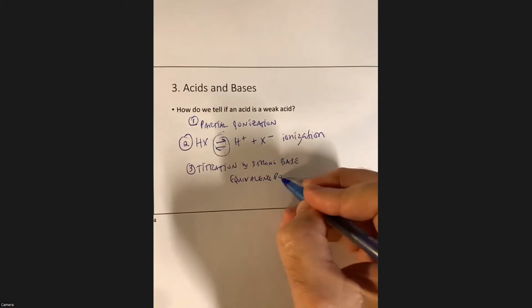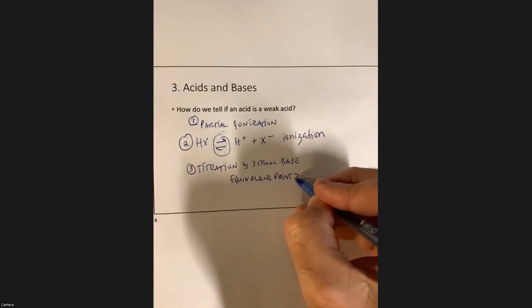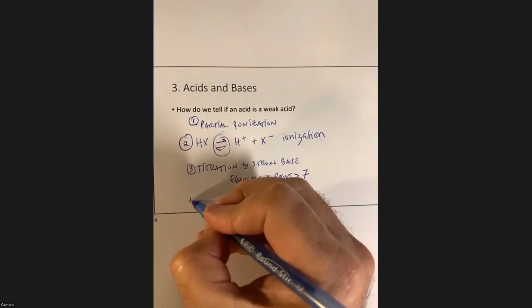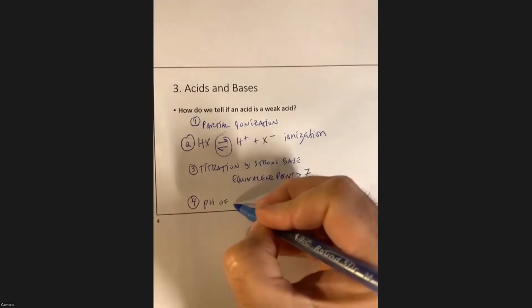What happens to the equivalence point of a weak acid when you titrate with a strong base? It becomes more basic. Okay, so it's greater than 7, which for a strong acid, the pH should be neutral at the equivalence. Right? All right, give me another one. How about the pH of the solution?